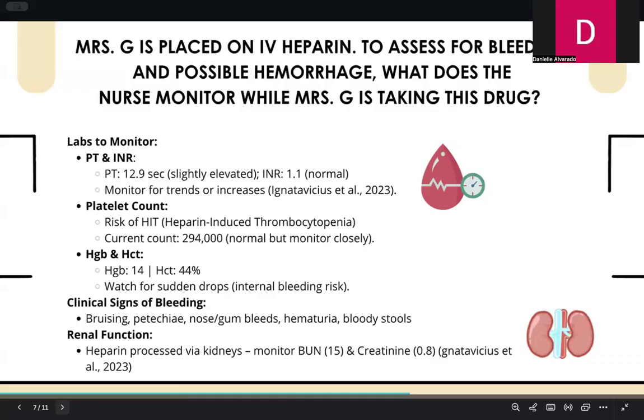And lastly, the nurse should monitor her renal function. Since heparin is processed through the kidneys, it's important to monitor renal function through the serum creatinine and blood urea nitrogen, or BUN levels. Right now, her creatinine is 0.8 and her BUN is 15. Both are within normal limits, but should be closely monitored while on heparin.